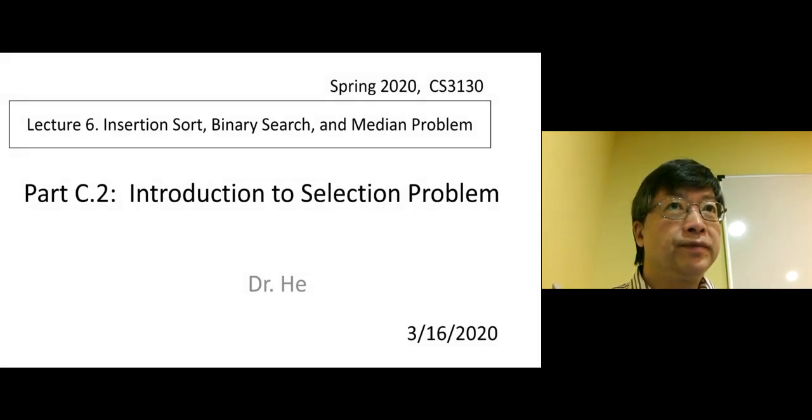First, the problem. Let's look at the selection problem. Let me describe. Although we have seen many versions of the selection problem, right? Find the minimum, remember, find the minimum, find the median, some special cases, find the median.